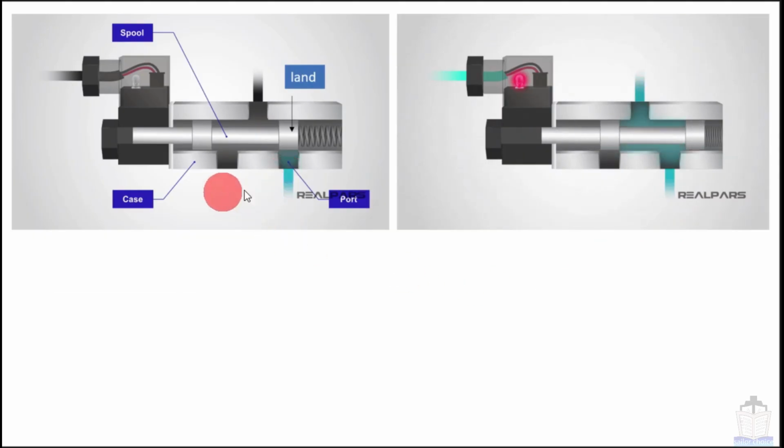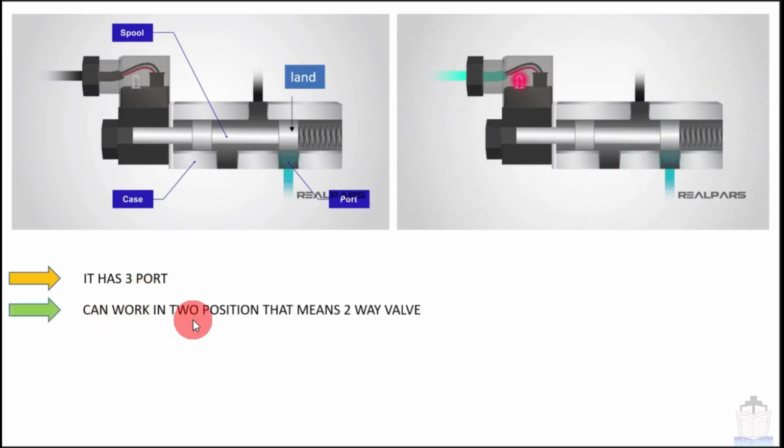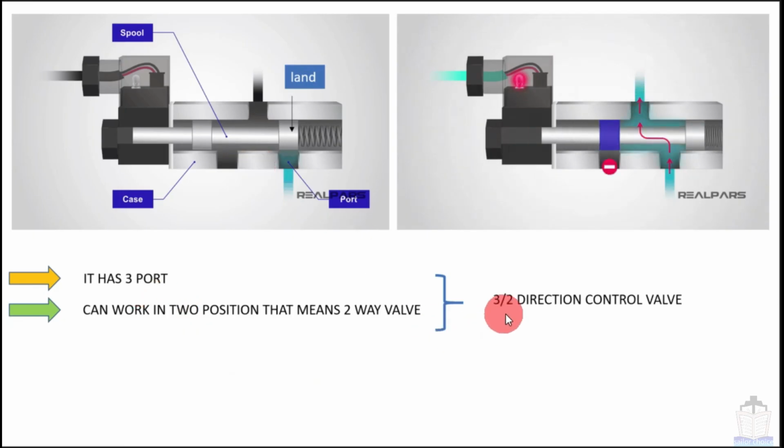So by seeing this valve we can understand that it has 3 ports, that means number 1, 2 and 3. 3 openings are there, so 3 ports, and it can work in 2 positions. Here this was the 1st position, and here the extreme right position of the spool was the 2nd position, that means it has 2 positions. So this valve will be called a 3/2 direction control valve.